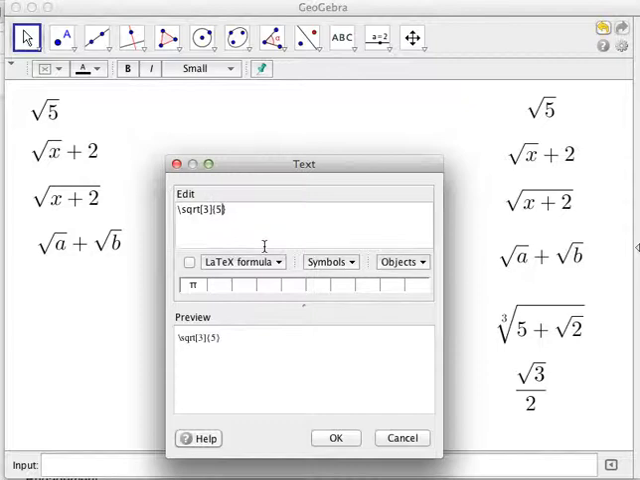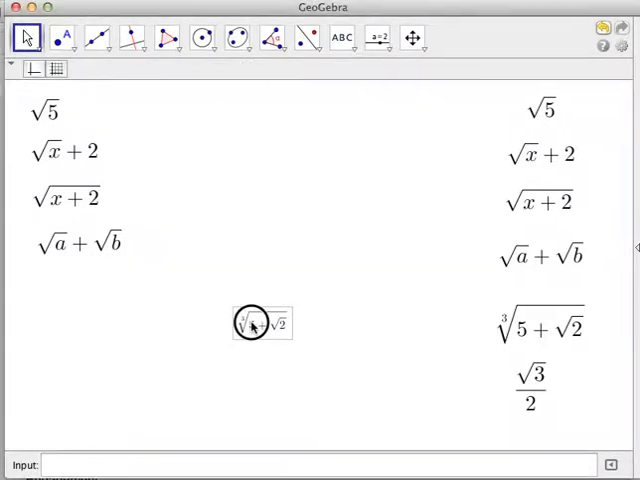So 5 plus, and we have a square root sign here. So we must put the square root sign inside the pair of brackets also. So slash sqrt and then another pair. And what's inside this pair is 2. And there we have it.